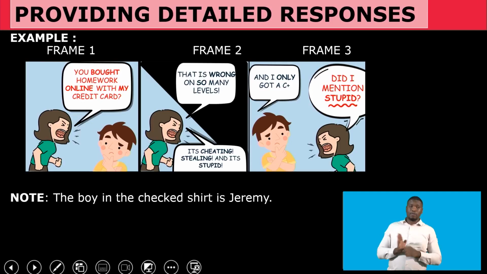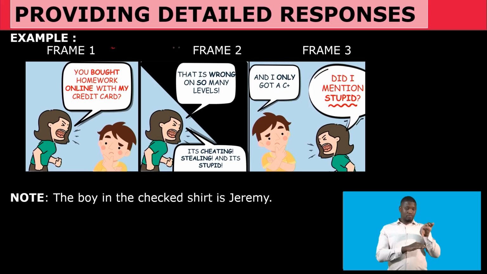This is our example, so let's go and take a look. We have a cartoon. It has 3 frames, as you can see that they are labeled. In the first frame, we see 2 characters, and one character seems quite upset, and there is a speech bubble. She says, "You bought homework online with my credit card." So we can assume that this is a mother.